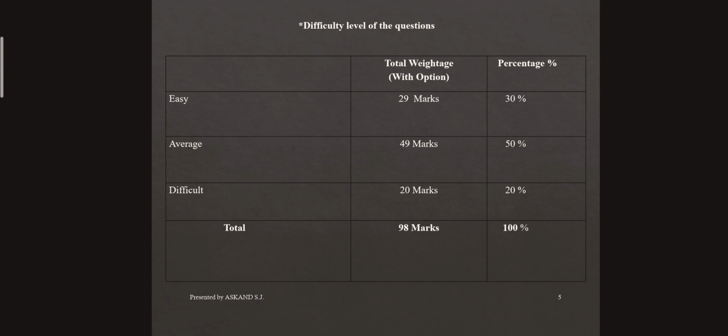Now the difficulty level of your question paper. This is a very important slide, showing how the difficulty level is going to be for the paper. Here the difficulty level of the HSC board is 20% difficult only, average is 50% and easy is 30%. You can see on your screen. So you will get 29 marks for easy questions, 49 marks for average questions and 20 marks for difficult questions.